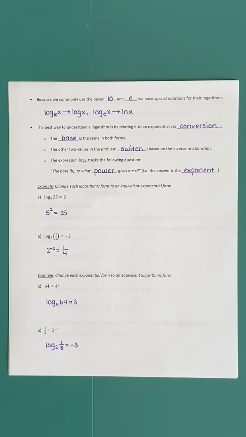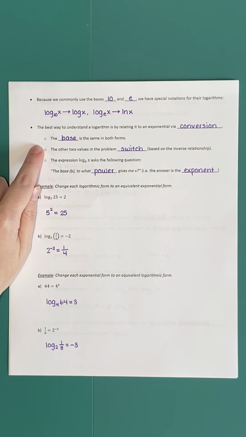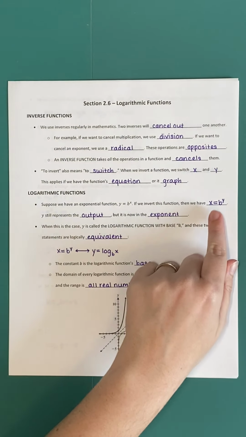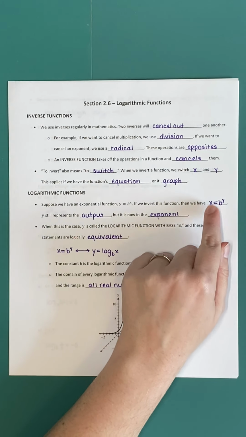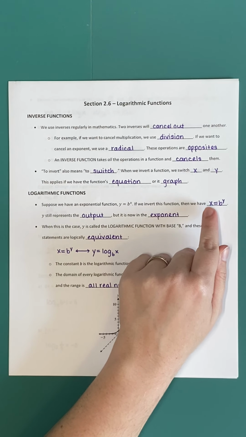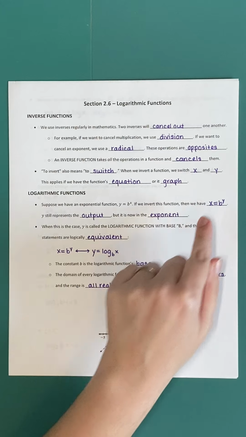Now that's going to leave us with two other numbers in the problem. We're going to have an actual equation, an actual statement involving a logarithm or an exponential. The other two values in the problem, you can think of those as representing x and y. So for instance, if you see something like this, b is your base. The other two numbers you can think of kind of like x and y.